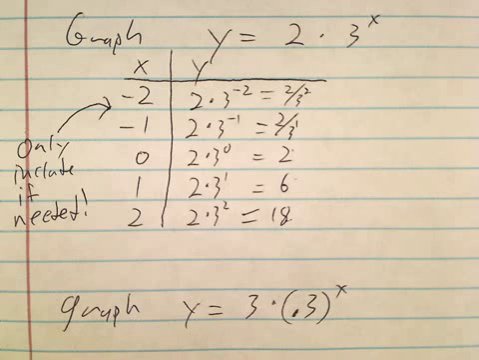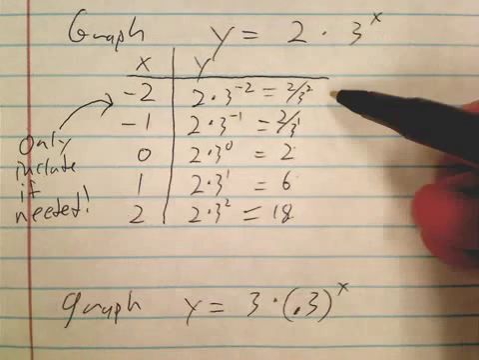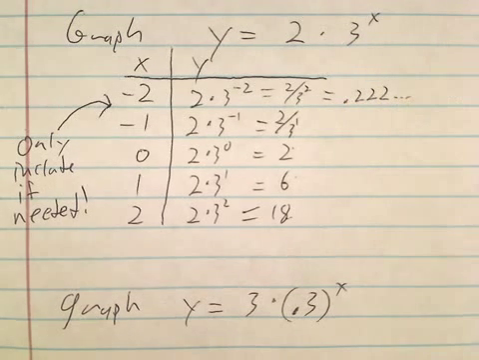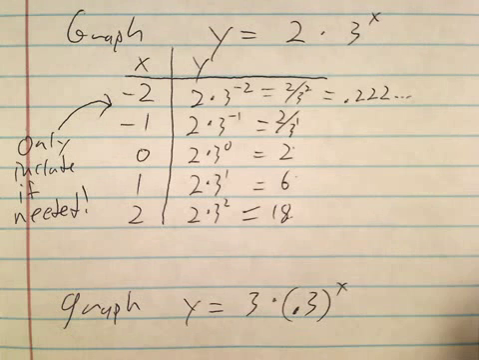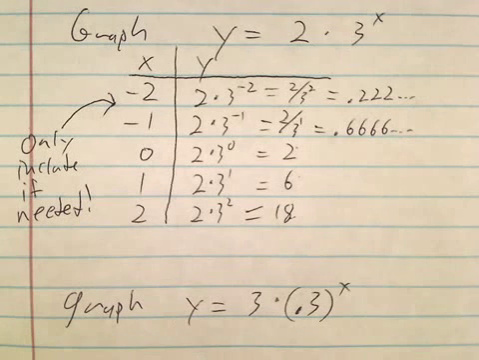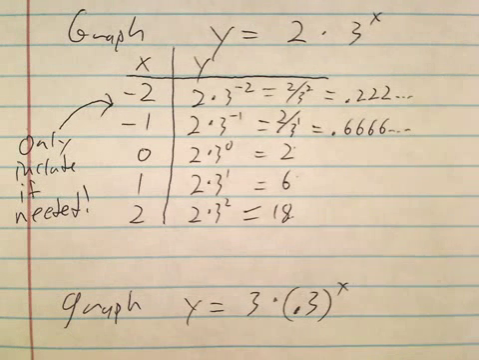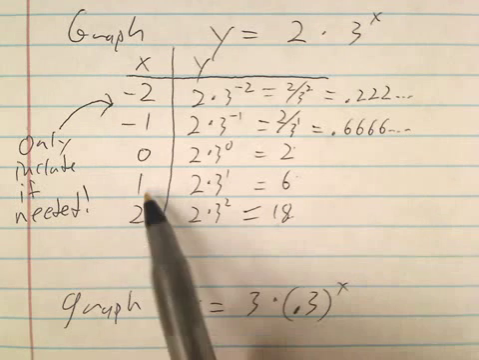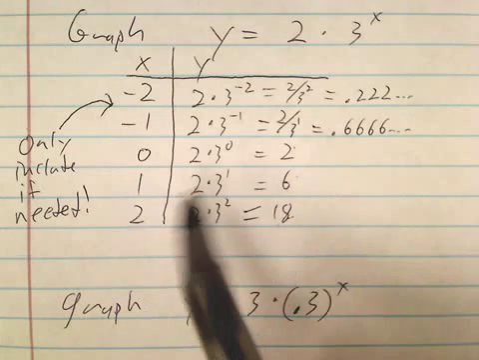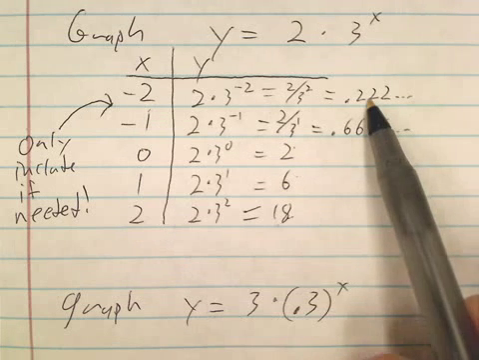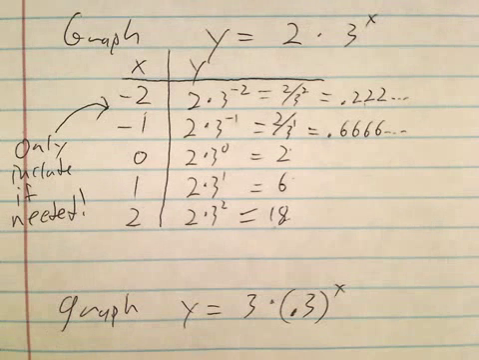I'm getting my calculator at this point. So this is going to be 2 divided by 9. That is 0.222 repeating. And 2 divided by 3 is 0.6666 repeating, forever and ever. Okay, what I'm going to do now is graph these points. So I'm going to graph the point (2, 18), the point (1, 6), the point (0, 2), (-1, 0.6), (-2, 0.2). I'm going to graph those 5 points.